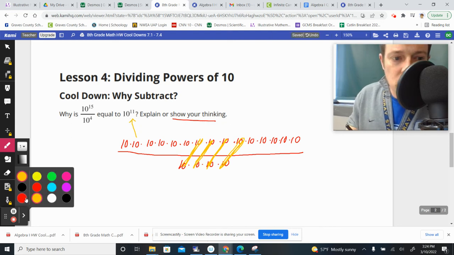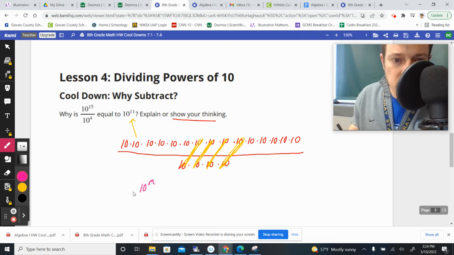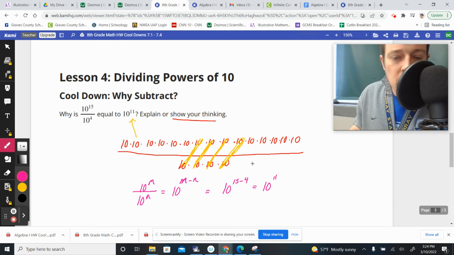Another way that we can show it is that we have a rule for this. The rule says if we have 10 to the m power divided by 10 to the n, then to express this as a single power, we can just subtract m minus n, and we'll have it. So here we're just doing 10 to the 15 minus 4 power, and that's where we're getting 10 to the 11th. So a couple of different ways that you can visualize it and use the rule to prove that this is correct. They're taking the 4 away from the 15.